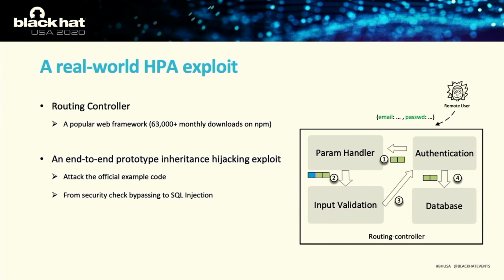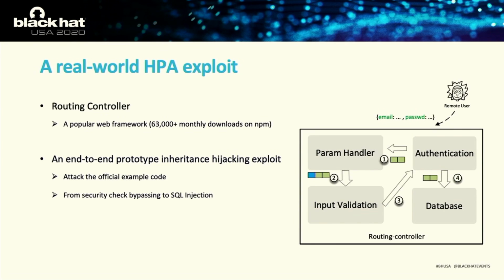In this example, a server program is deployed using routing controllers. If a remote user wants to authenticate with the server, his data will flow into the following components. First, he will send his serialized data to the web API endpoint. Upon receiving the request, the authentication module will instantiate an object according to his JSON string and send it to the param handler. Here we use the green box to demonstrate the user input object.